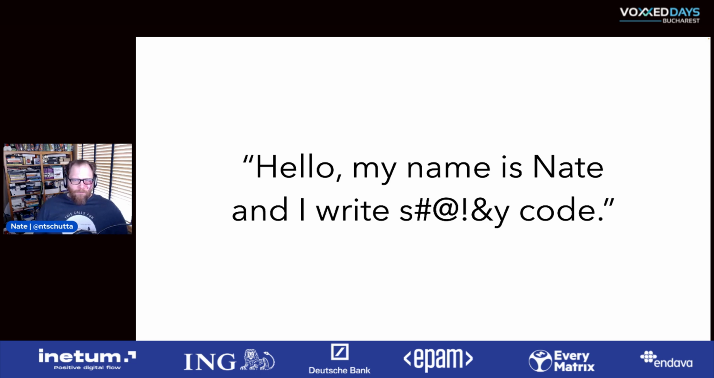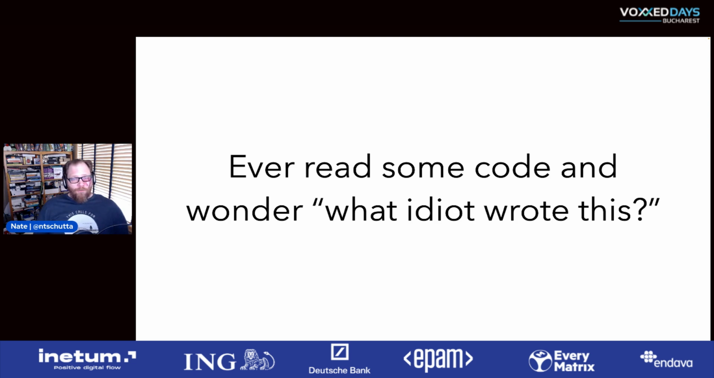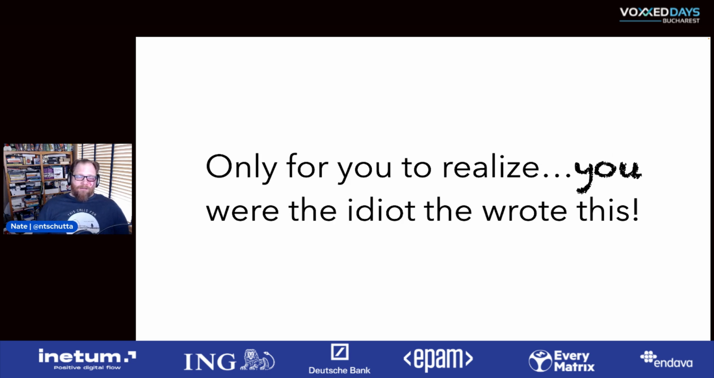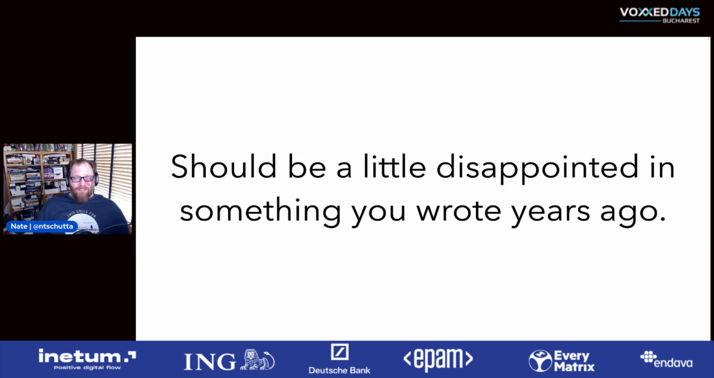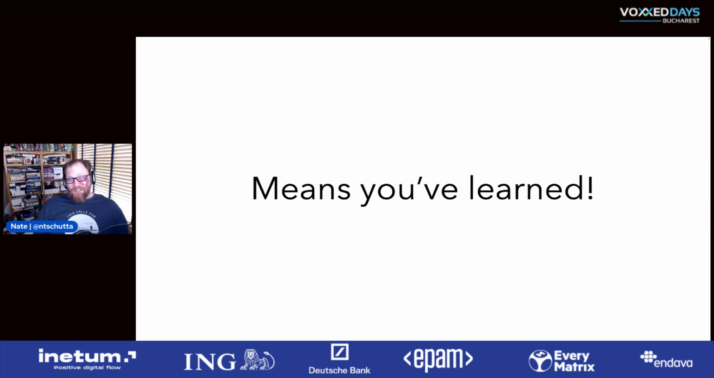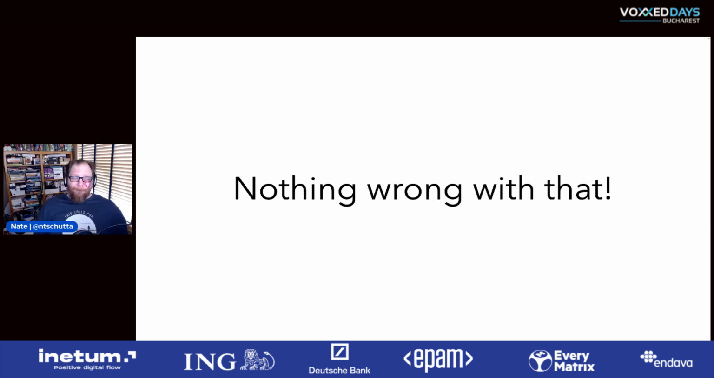And every single one of us basically admitted we've written bad code, because we all have at some point or another. There's a pretty good chance that during your career you've read through some code and you're like, "Oh God, what idiot wrote this?" And then you take a step back and you go, "Oh wait, I'm the idiot that wrote this. I'm a little smarter than I was 2, 3, 4 years ago." That's actually a good thing. That's actually healthy. Quite frankly, you should be a little disappointed in something that you wrote several years ago. It means you've learned. And that's a good thing. That's a feature, not a bug.